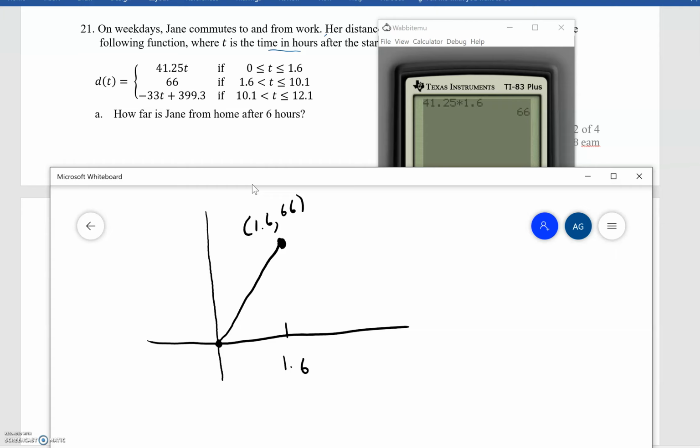Now from 1.6 to 10.1, I'm not moving. I'm staying 66 miles away from home. I keep saying I, but this is Jane. Jane is 66 miles away from home at work, right? And then after that time has elapsed and she heads home, then she's going to be following Rule 3. And that's valid until 12.1.